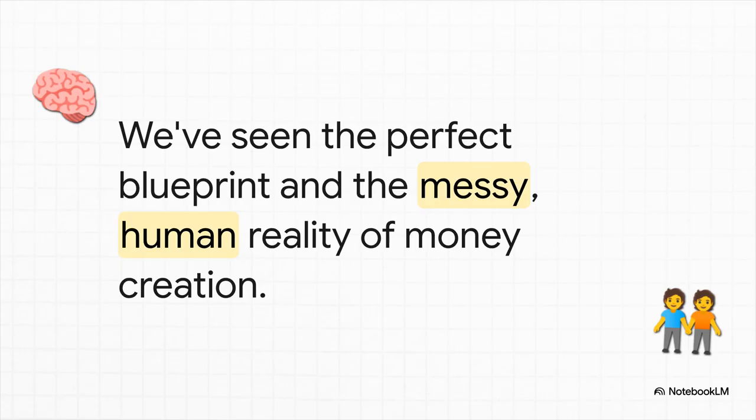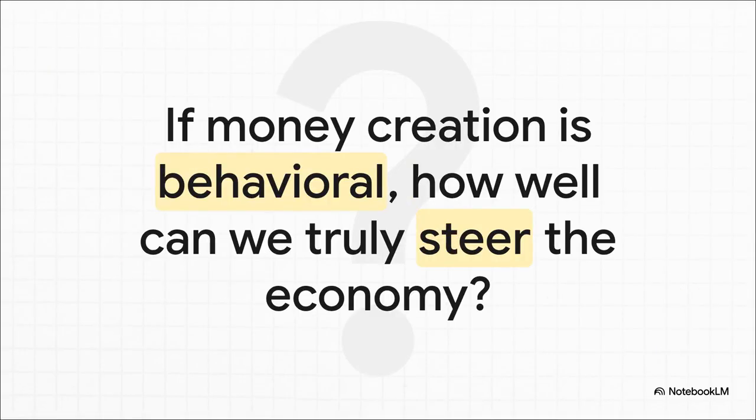So think about the journey we've just been on. We started with this clean, simple formula, and we ended up in a much more complex reality. A reality that's driven not just by rules and ratios, but by the everyday choices of bankers, borrowers, and savers, people just like you and me. And all of this leaves us with one last, really big thought. The money multiplier shows us that creating money isn't just a mechanical process, it's a behavioral one. And if that's true, it raises a pretty profound question. In a world driven by unpredictable human choices, just how much control can we ever really have over the economy?